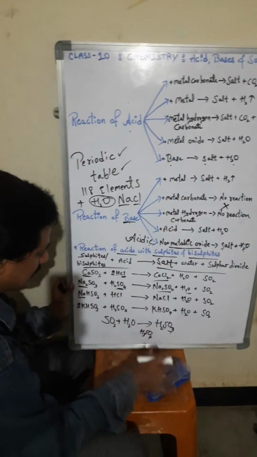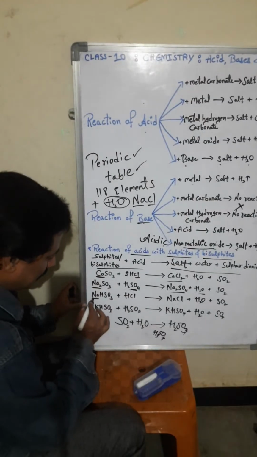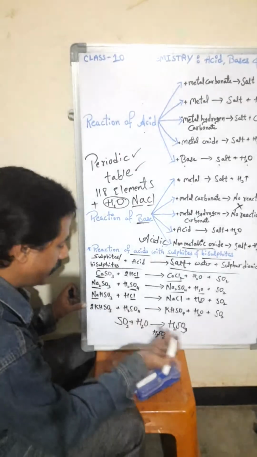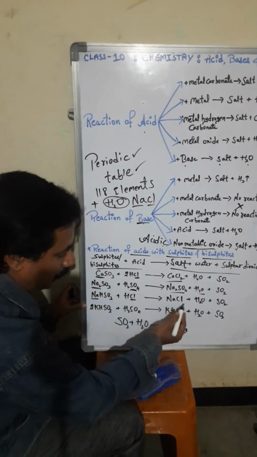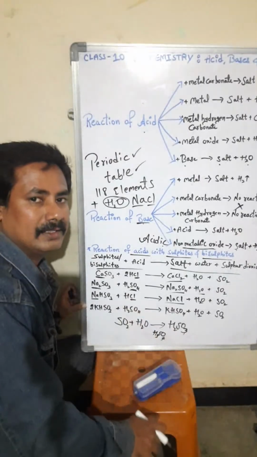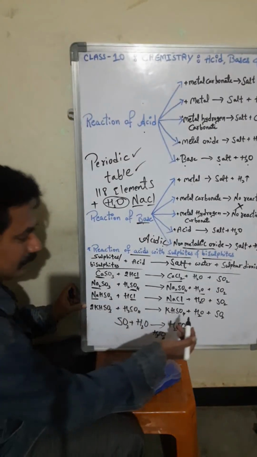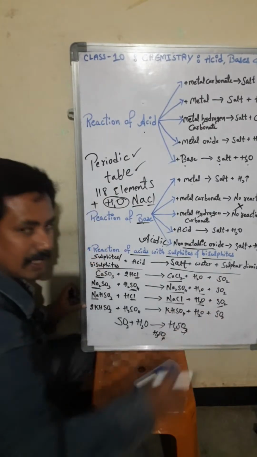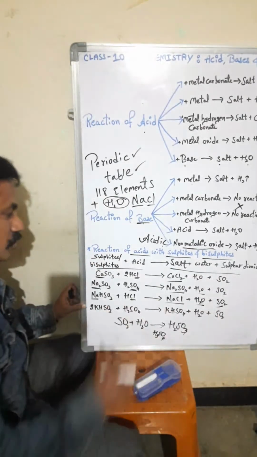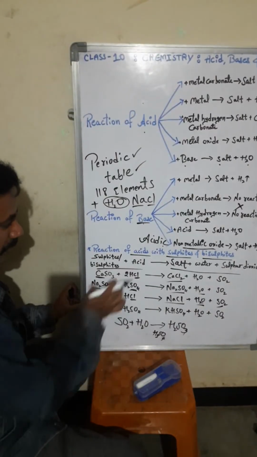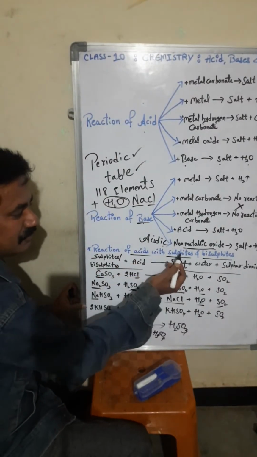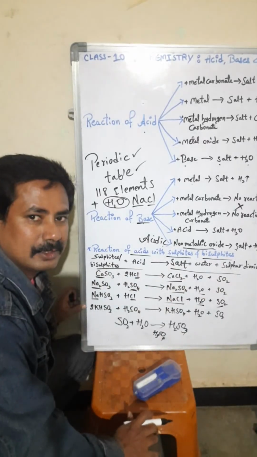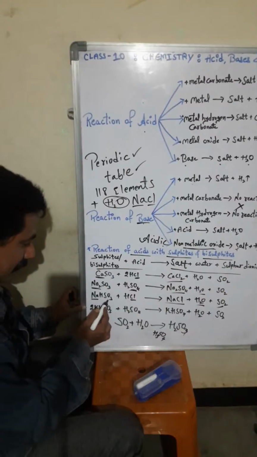This Na is there now, students. This Na will combine with this Cl. What will form? NaCl will form. Sodium chloride. And remaining water plus sulfur dioxide. Are you getting, students? So what is the topic name? Reaction of acids with sulfites or bisulfites.